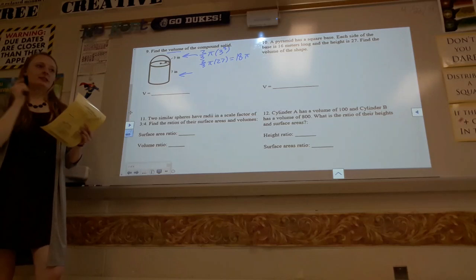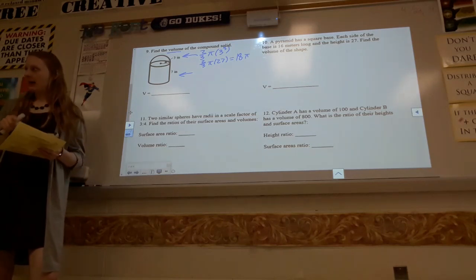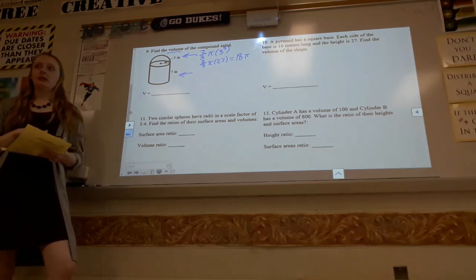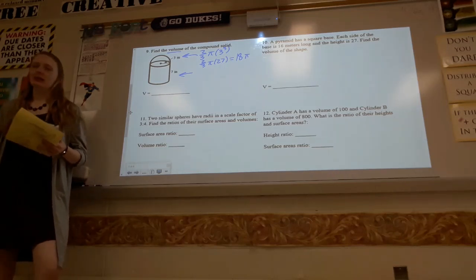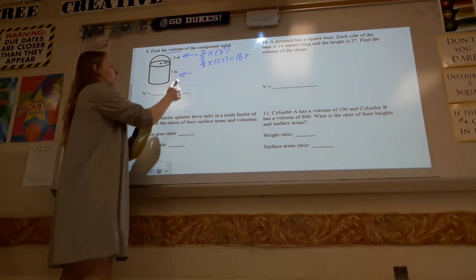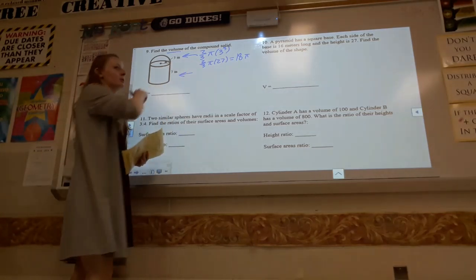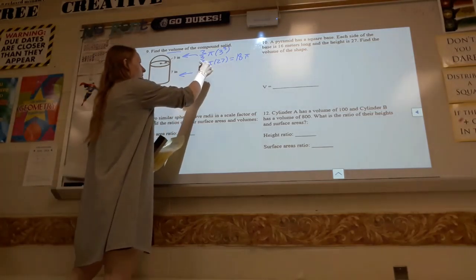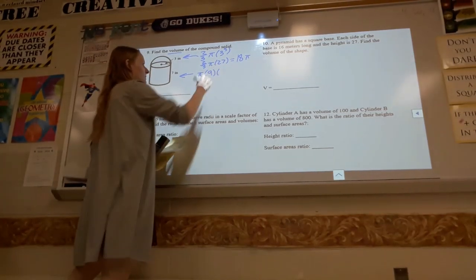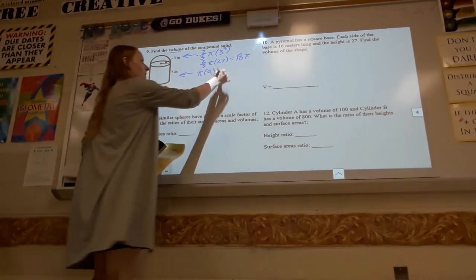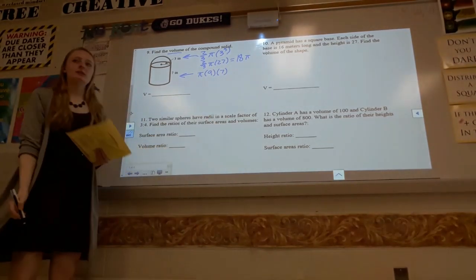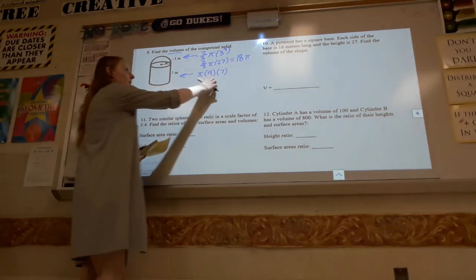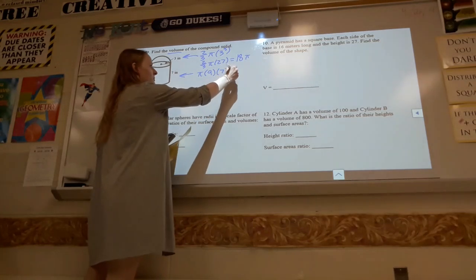So the first volume, that's not the final answer. That's only the volume of the hemisphere. Now I'm going to find the volume of the cylinder so I can add them together to get my final answer, which is the volume of the entire shape. So for the cylinder, what's the formula for the volume? Pi r squared h. What's the height of the cylinder? 7. So the radius of the hemisphere and the cylinder are the same. They share the same radius. So it's pi r squared h, so 9 times 7. So if you multiply those, what do you get?